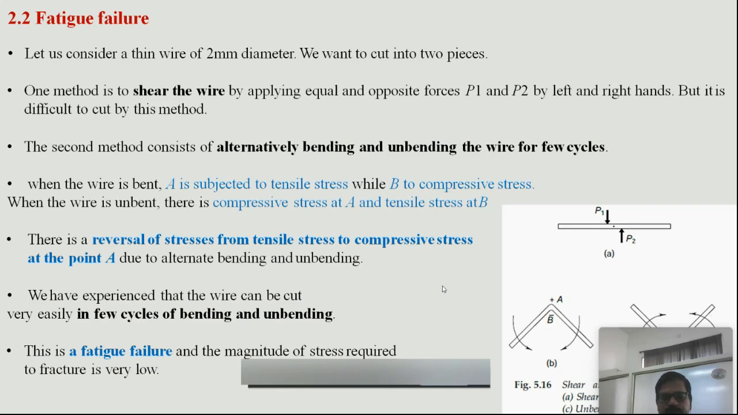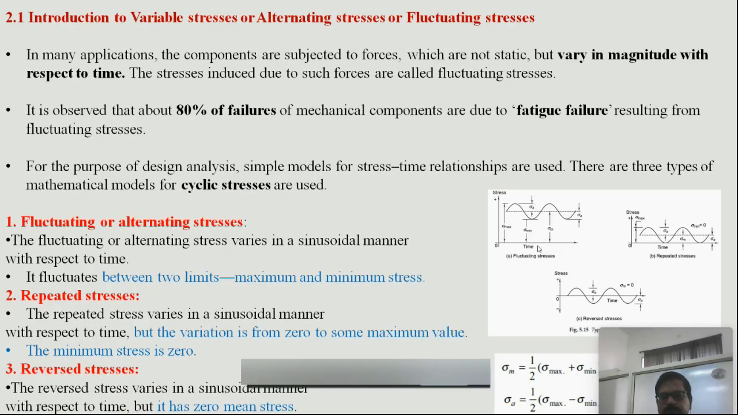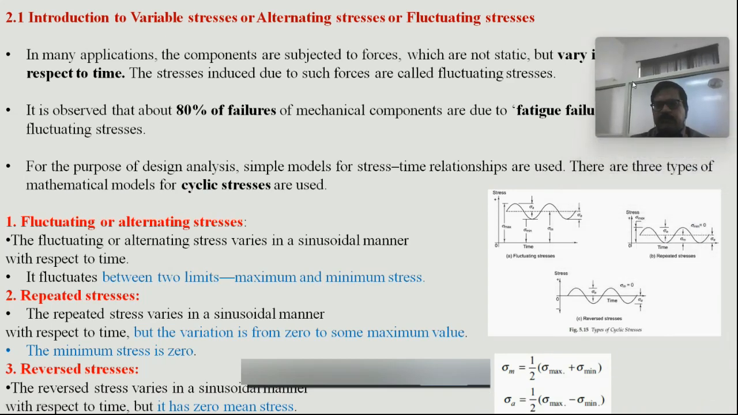Fatigue failure. You can see the graphs for all three types: fluctuating stresses, repeated stresses, and reversed stresses. From these, we are going to find the mean and variable components. The mean value of stress is, as you know, the average of maximum and minimum, and the amplitude stress or variability of the stress is equal to the difference of the two stresses divided by 2.